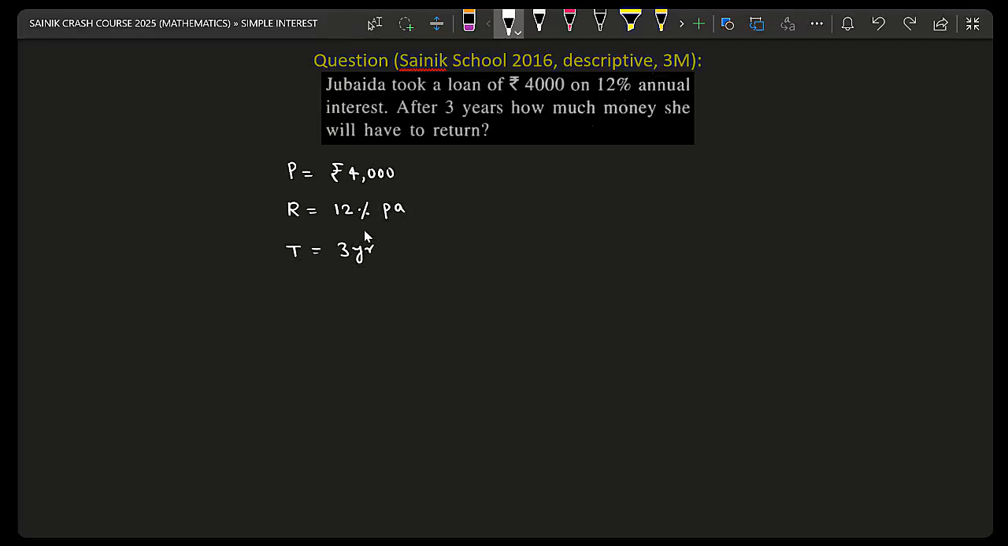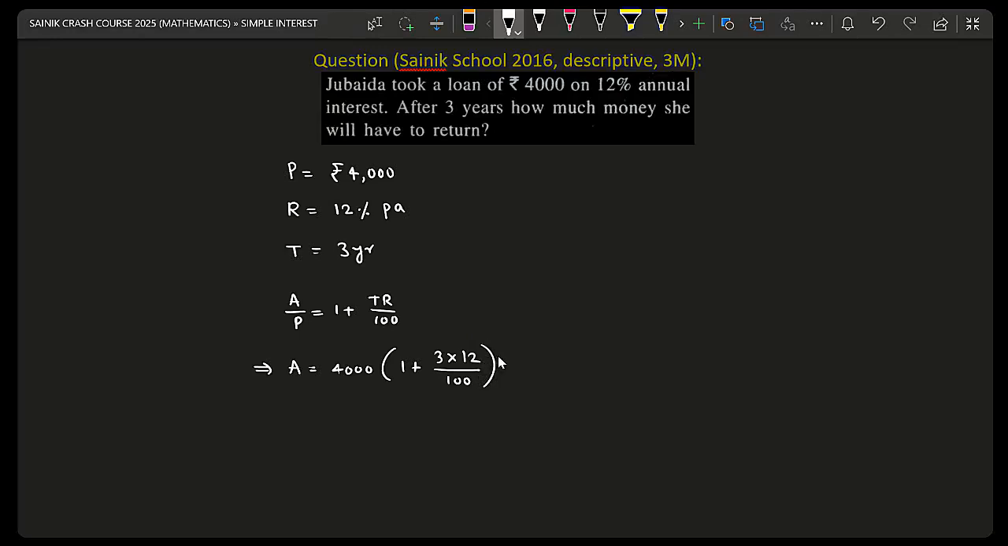Now what are they asking us to find? Sir, total amount. Yes, amount. So how can we solve this? Sir, A by P is equal to 1 plus TR by 100. Yes, amount and principal, we have the direct relation. So amount we want to find, principal I am transposing. A is 4,000 multiplied by 1 plus, what is time period? Sir, 3 years. Rate of interest? 12% per annum. You have to say with units always. Okay, sir. 12 by 100.